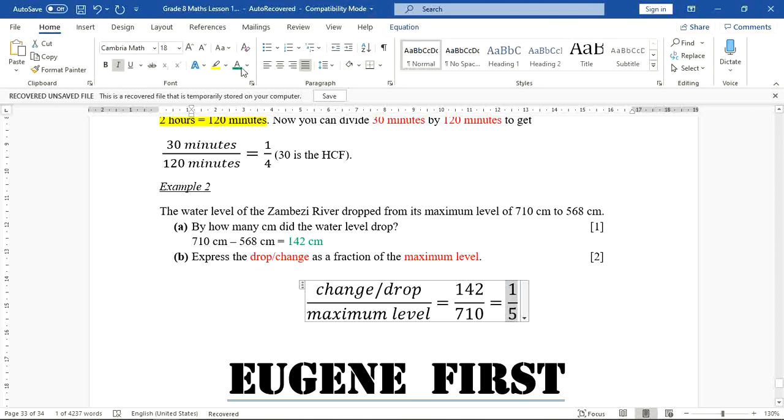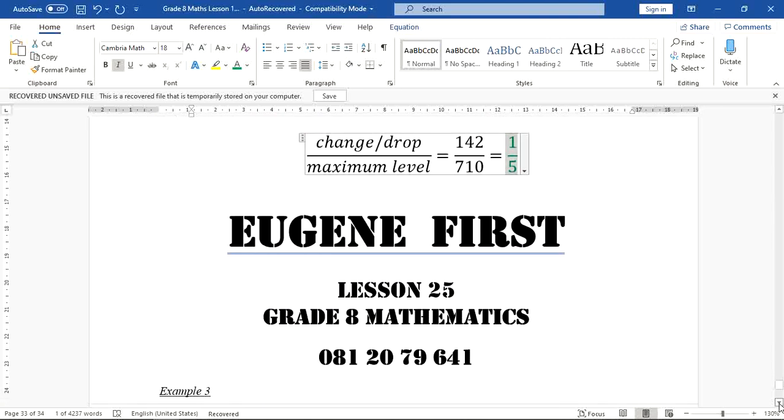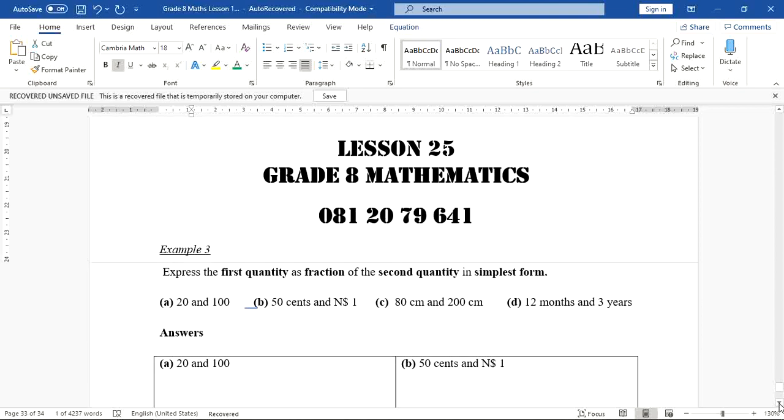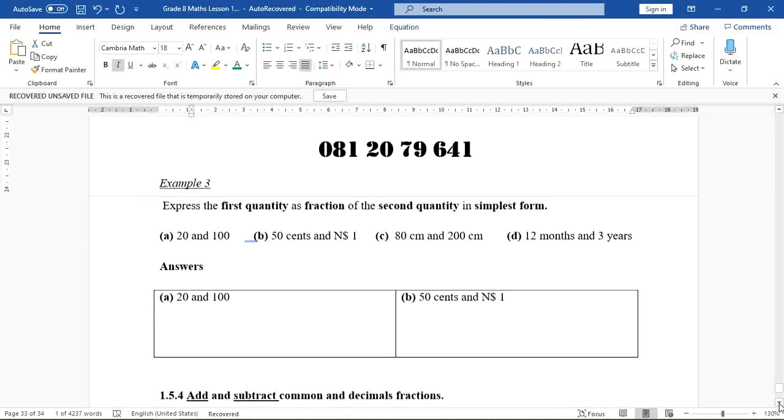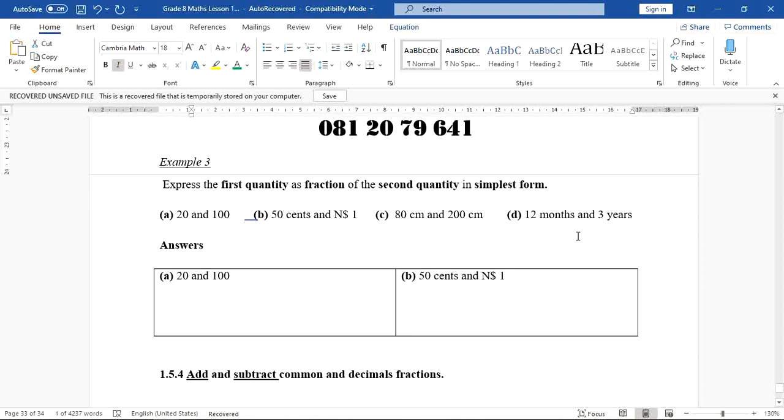Okay, all right, now let us look at today's work. Today's work is just the same work that I have given you, just that here I'm going to do part A and B, and then C and D will be your homework. So please take a picture and share with me. The statement says express the first quantity as a fraction of the second quantity in simplest form. Part A, we are given 20 over 100, so we need to write that as a fraction in simplest form.